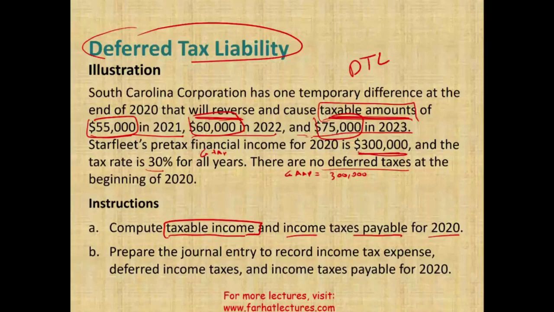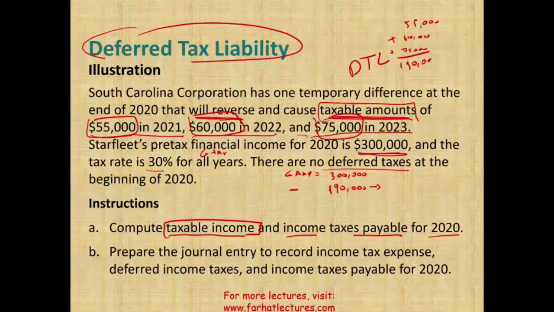What does that mean? It means this year, those are not taxable. It means to compute our taxable income, we have to deduct those three amounts, 55,000 plus 60,000 plus 75,000. And those three equal 190,000. So I'm going to deduct 190,000. And why do I deduct this? Those are the amounts that are going to reverse, so they're not included in taxes this year. It means my taxable income equals 110,000. Well, if my taxable income equals 110,000, I'm responsible for paying 30% in taxes. 110,000 times 30% equals 33,000.